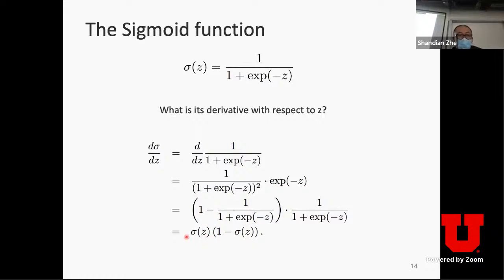And then you see that this derivative is simply the sigmoid times 1 minus sigmoid. This is very, very important, the trick to simplify the gradient calculation of the sigmoid function and also the objective for the logistic regression model.